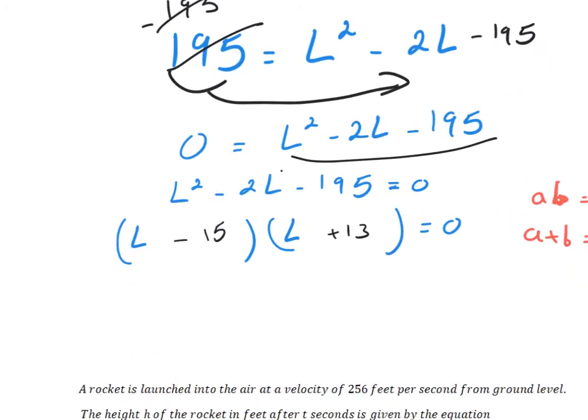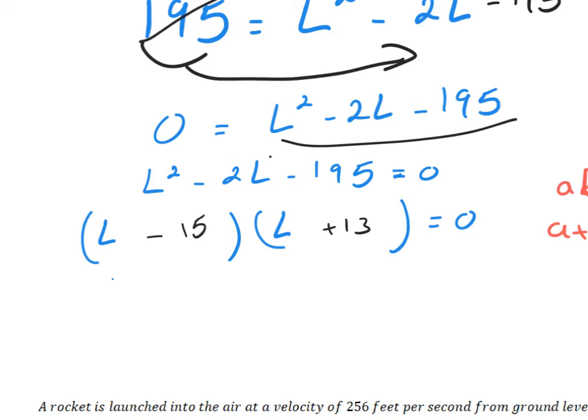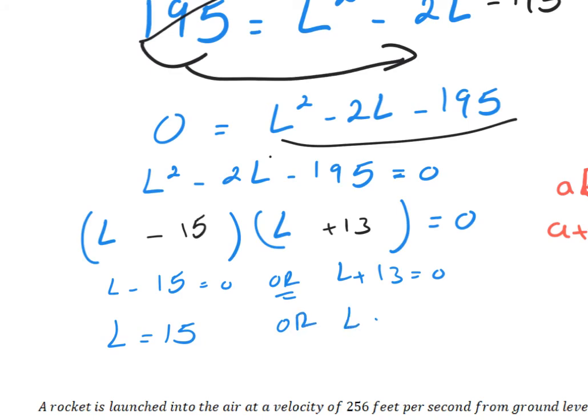And we can find the value of L. So L minus 15 equals 0, or L plus 13 equals 0. So we get L equals 15, or L equals negative 13. Now, since we're talking about the length, which is a distance, it must be positive. So we're going to cancel this answer, and the length will be 15.